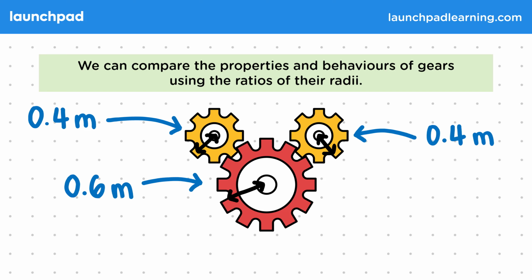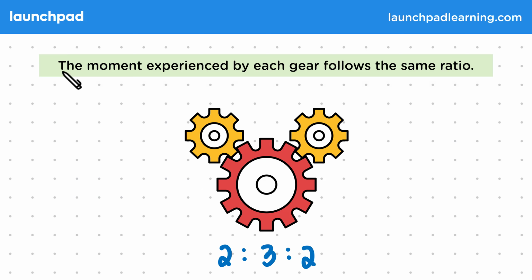metres. Ratios can be used to compare the size of different values, and they can be scaled up or down like fractions. We can work out the ratio for the gears by multiplying each radius by 5 to get whole numbers. We then end up with a ratio of 2 to 3 to 2. But what's so important about this ratio? Well, the moment experienced by each gear follows the same ratio.